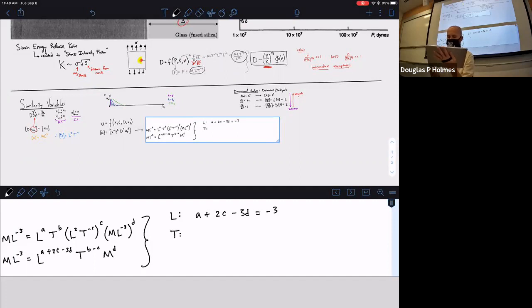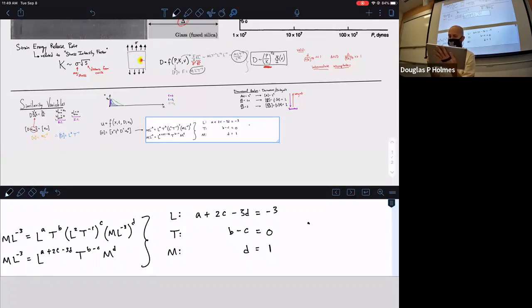Time is just B minus C, and there's no time on the left-hand side of the equation, so that's got to equal 0. And mass equals just 1, so D is equal to 1. So clearly D is 1. We can solve, I'll just arbitrarily choose to solve for B and C in terms of A.